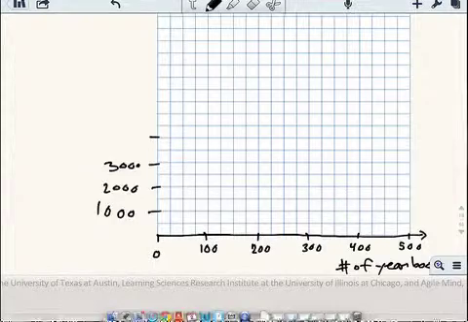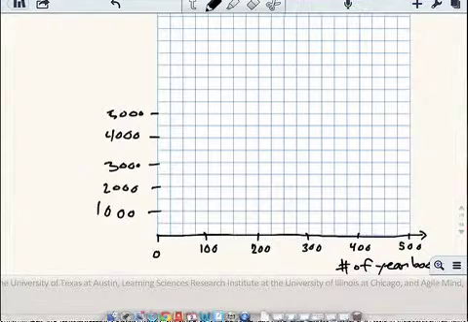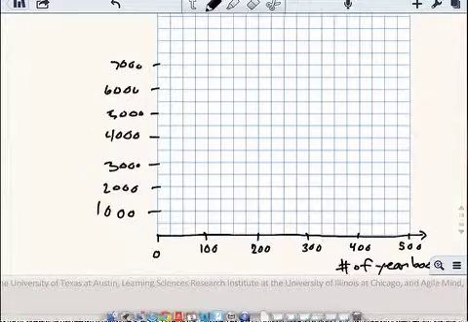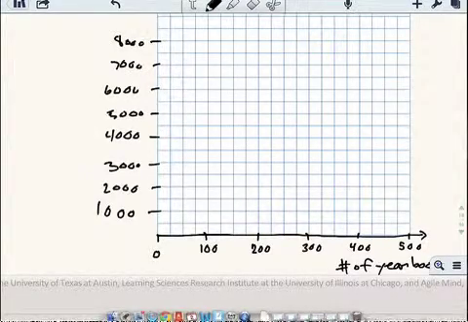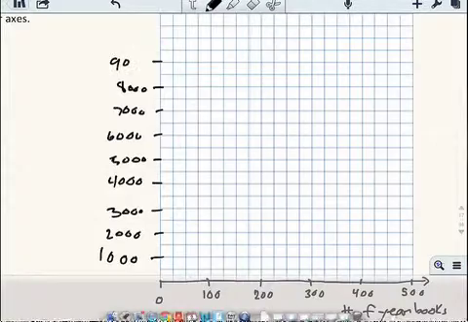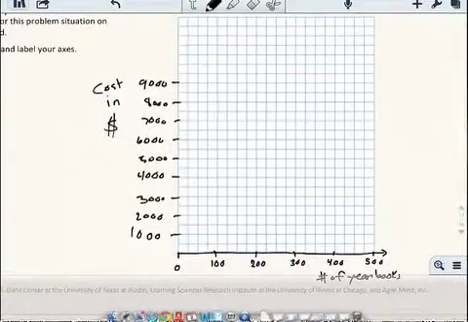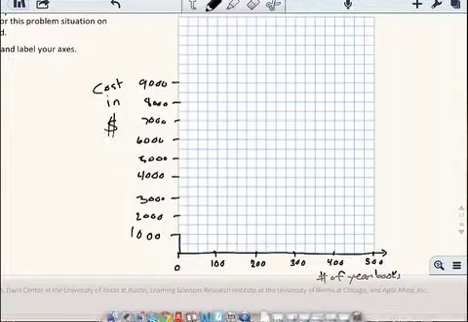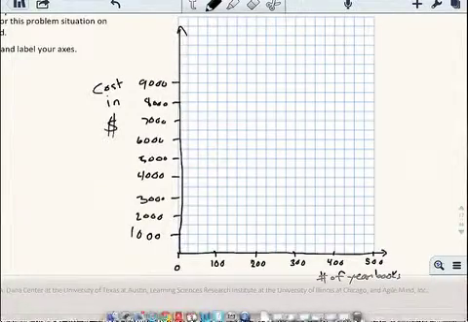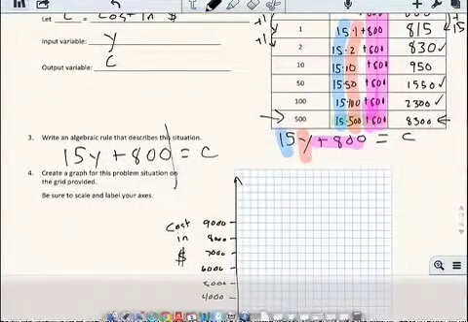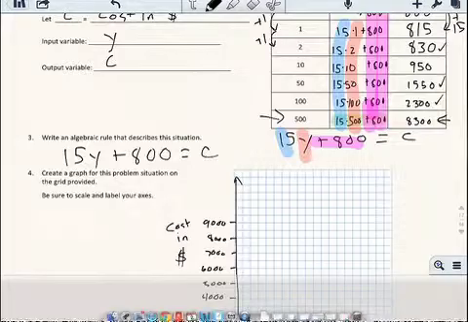3,000, 4,000, 5,000, 6,000, 7,000. We made it. 8,000, 9,000. I'm going to put cost in dollars. I'll draw in my axis as carefully as I can. There we go. So now I need to try to plot these points, which I know I'm going to have to do a lot of estimating because it's rather difficult to plot these exact numbers on that graph.